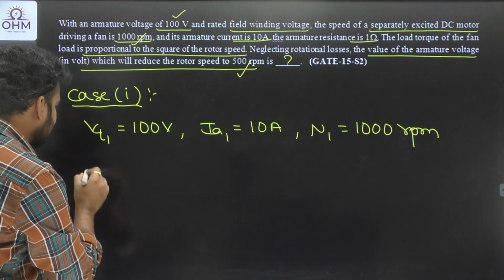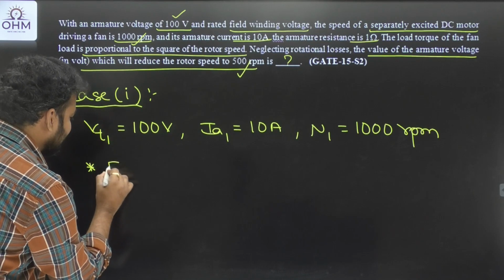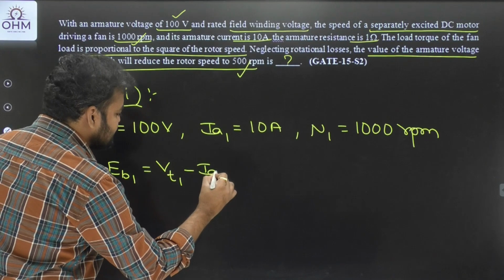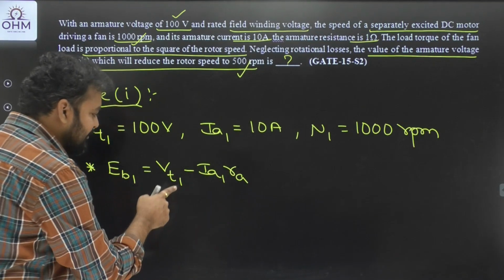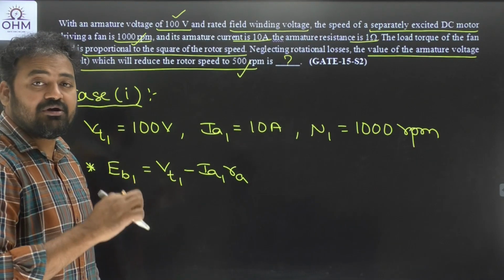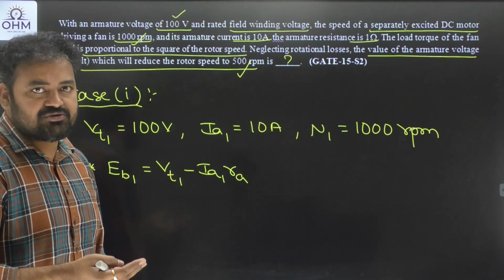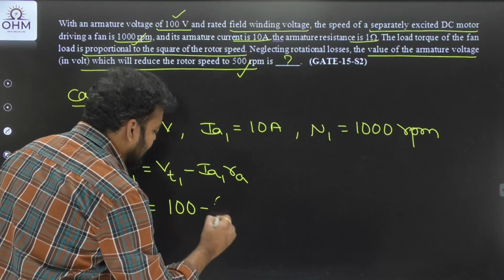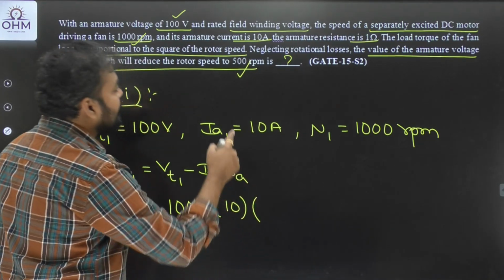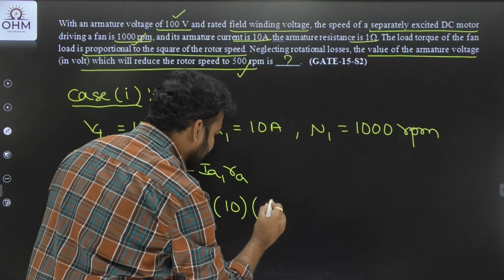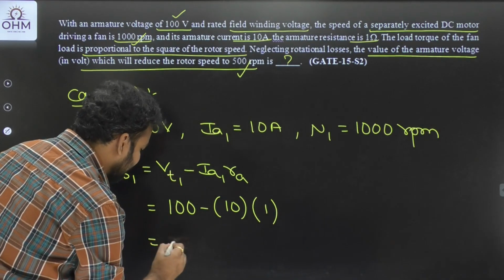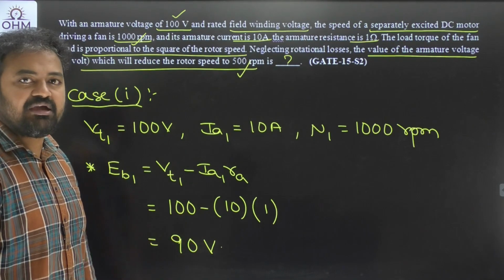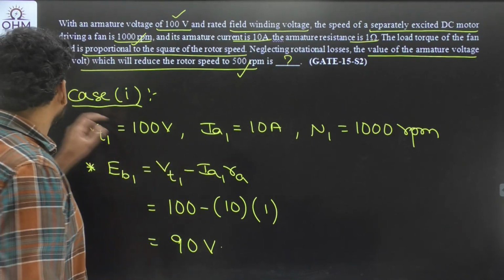Now calculate the back EMF of the motor. What is the formula for back EMF? Back EMF is equal to Vt minus Ia into Ra. For Vt also I am writing a suffix number because voltage is modifying in this question. What is the voltage? 100 minus armature current, which is 10 ampere. And what is armature resistance? 1 ohm. Therefore, back EMF is equal to 90 volt. This is the first case. I got the back EMF value.